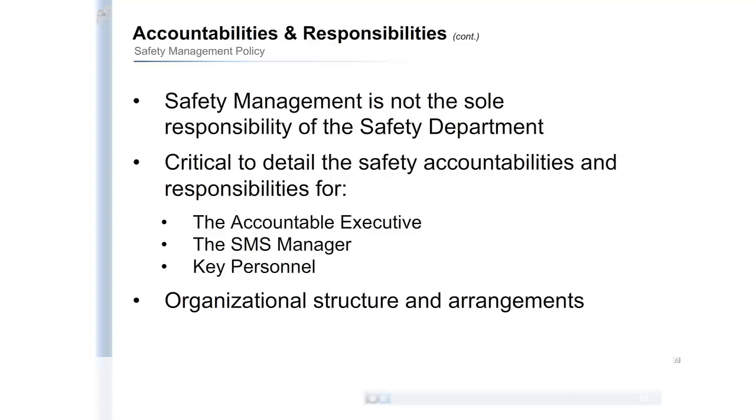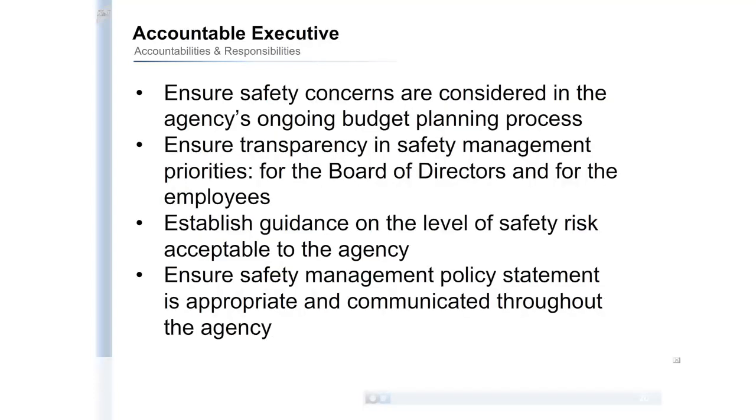Critical to detail the safety accountabilities and responsibilities for the accountable executive, the SMS manager, key personnel, organizational structure and arrangements. The accountable executive will ensure safety concerns are considered in the agency's ongoing budget planning process, ensure transparency in safety management priorities for the board of directors and for the employees, establish guidance on the level of safety risk acceptable to the agency, and ensure the safety management policy statement is appropriate and communicated throughout the agency.